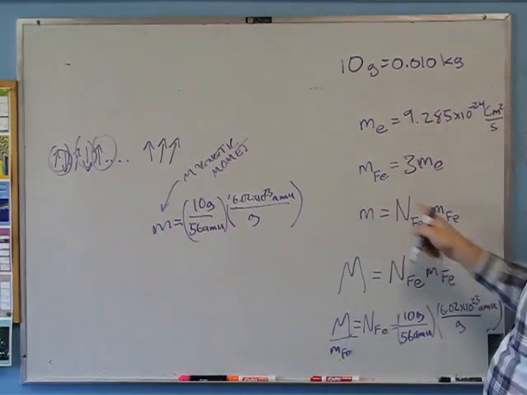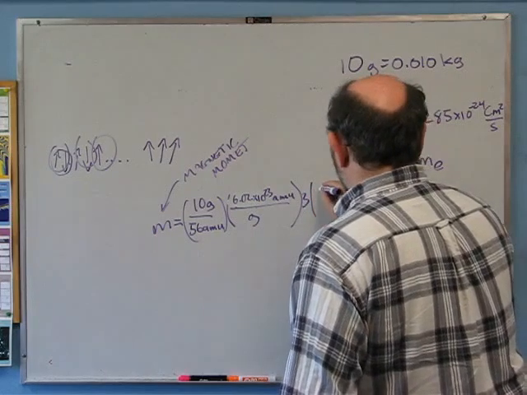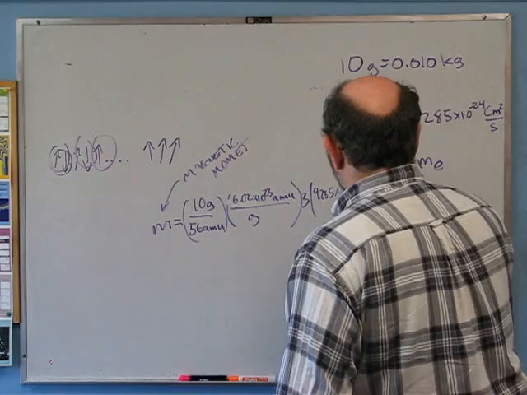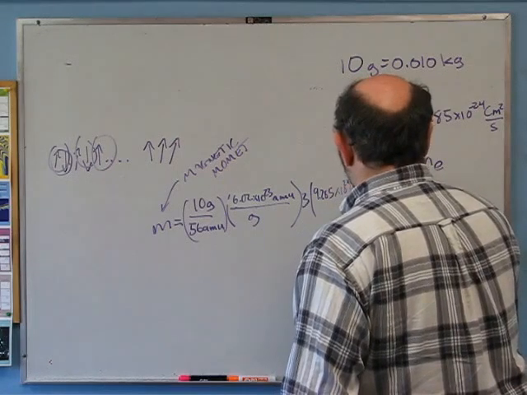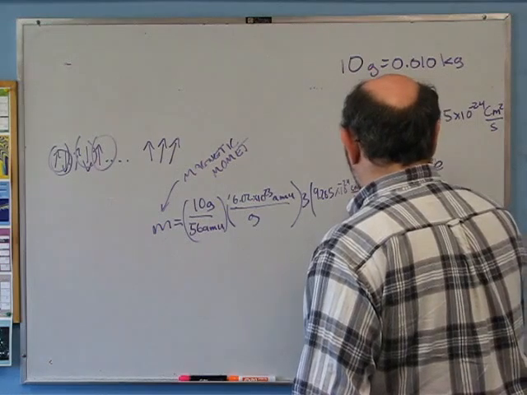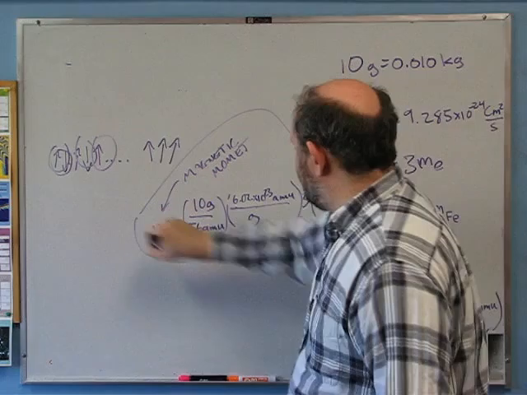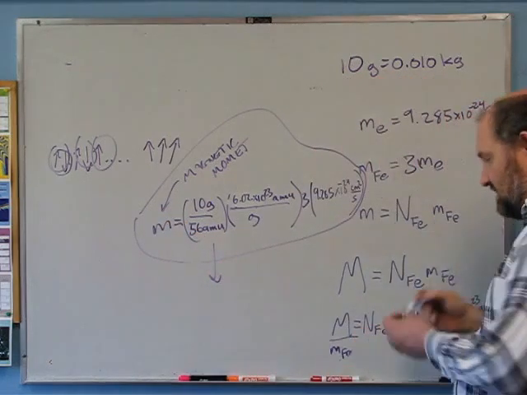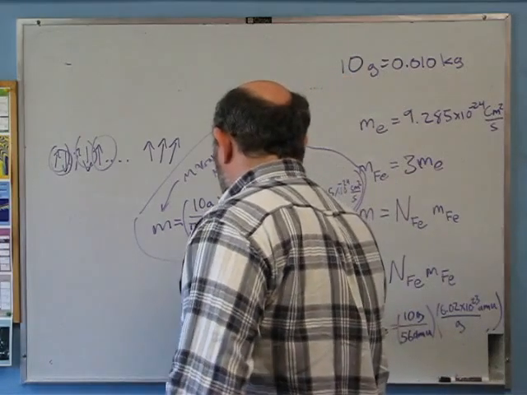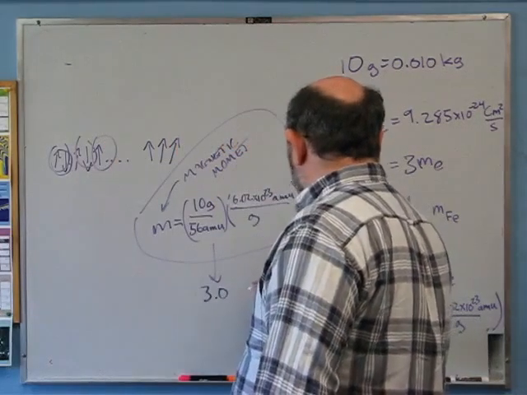So this is the magnetic dipole moment of our whole chunk of iron, our whole 10 grams of iron. That's the number of iron atoms times the magnetic moment of one iron, which is 3 times 9.285 times 10 to the minus 24, that's pretty important, coulomb meter squared per second. All right. So if I can draw a box around this, so you can see that's what it is.